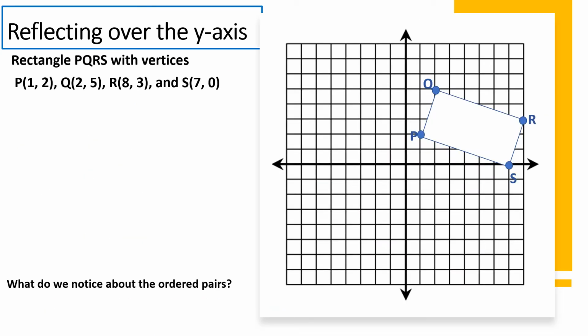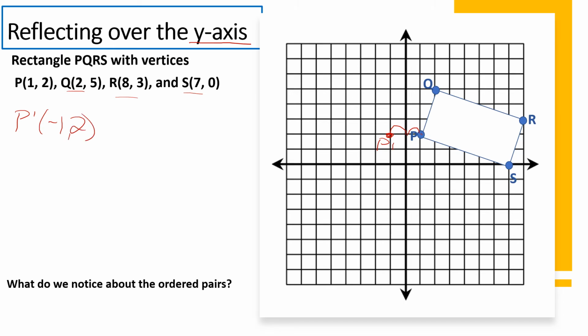So in this example, I'm going to reflect this rectangle over the y-axis. And so I have my ordered pairs here, my vertices: P is 1, 2, Q is 2, 5, R is 8, 3, and S is 7, 0. I'm going to do the same thing I did with reflecting across the x-axis, except with the y-axis. So for P, I'm going to simply count the spaces away from the y-axis, and P is 1 unit away, so I'm going to go in the opposite direction and label that P prime. And that ordered pair for P prime is negative 1, 2.